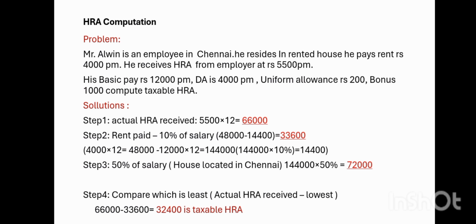So we make the calculation: rent paid minus 10% of salary. Rent paid 48,000 minus 10% of salary, which is 14,400. The remaining amount is 33,600.